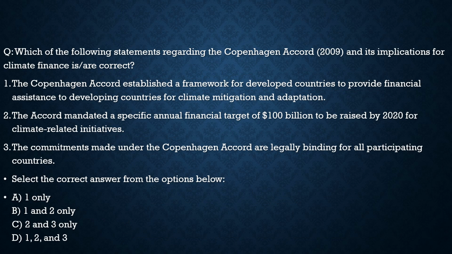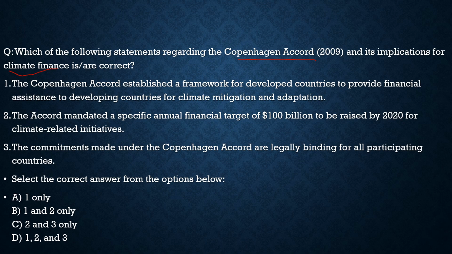Here the first question says, which of the following statements regarding the Copenhagen Accord and its implications for climate finance is/are correct? Copenhagen Accord 2009, why did we discuss it? We discussed it with respect to climate finance. What is the responsibility of the developed countries toward developing and underdeveloped countries with respect to the elimination of fossil fuels, or we can say with respect to reducing the global temperatures?